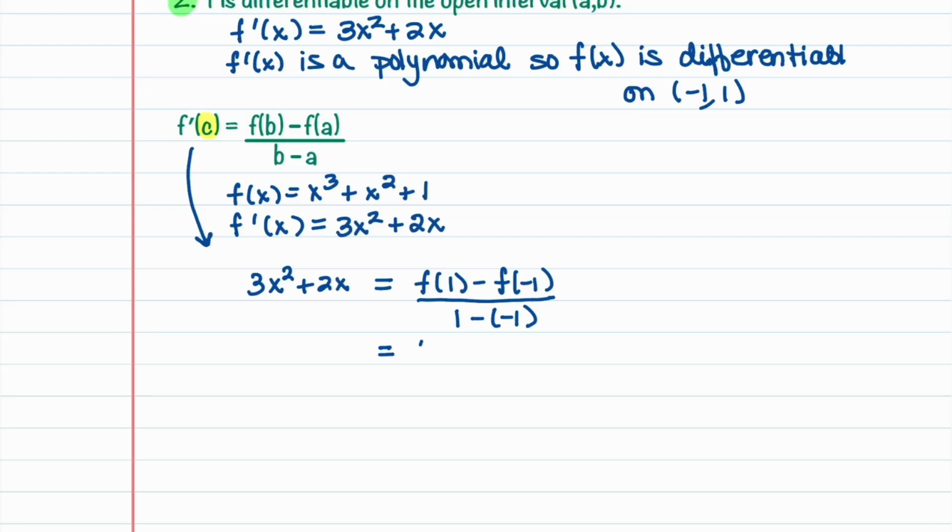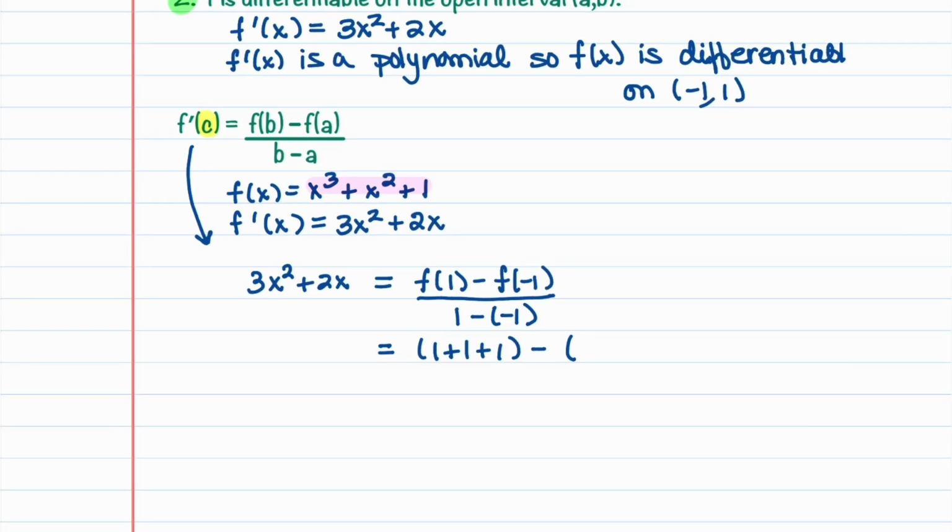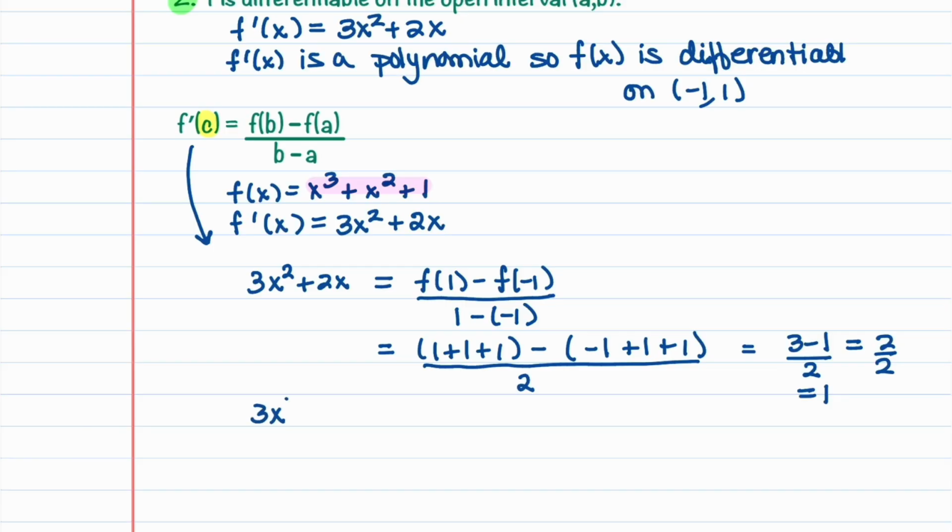f of 1 is going to be 1 plus 1 plus 1. And then we're going to subtract off f at -1. In case you're wondering, I'm looking right here for f of x. So this is going to be -1 plus 1 plus 1. And then we're going to divide all of this by 2. Let's see what this gives us. This is 3 minus 1 over 2, which is 2 over 2. So this actually is just equal to 1. We now need to solve the equation 3x squared plus 2x is equal to 1.